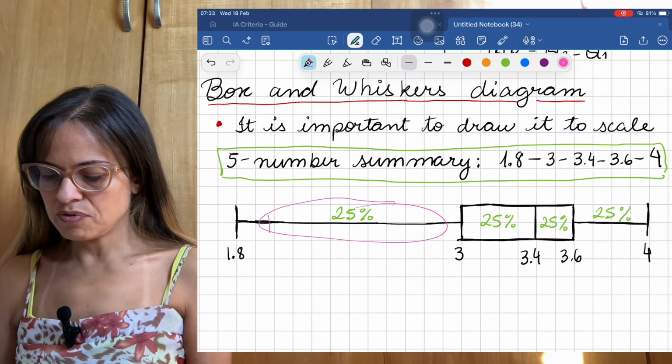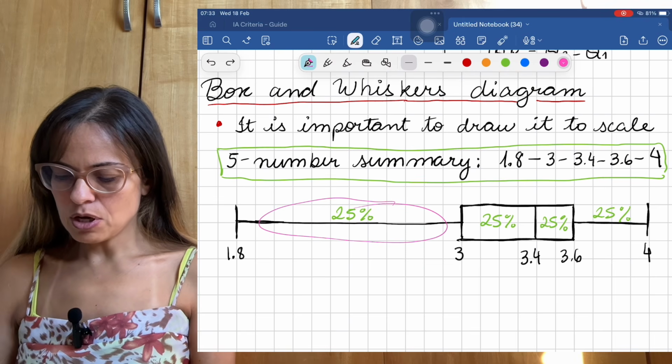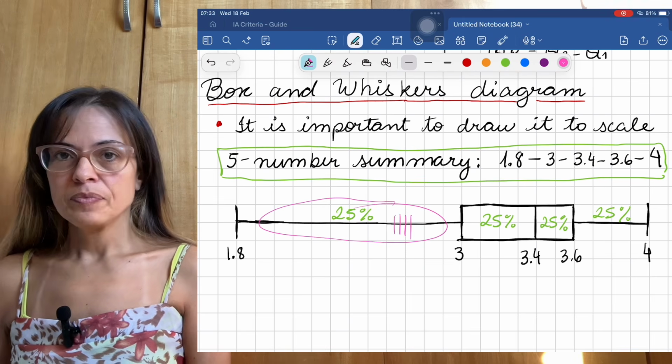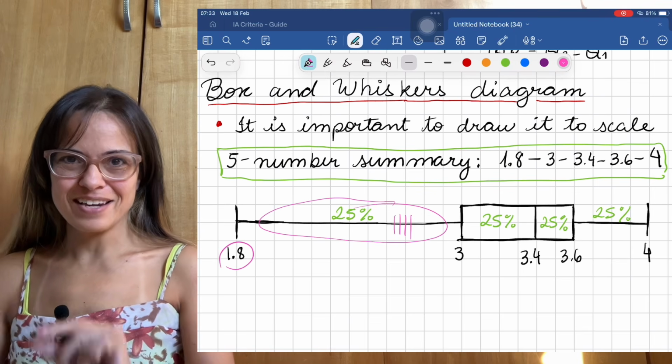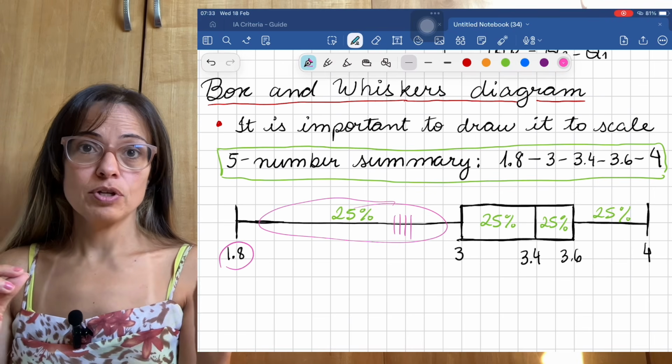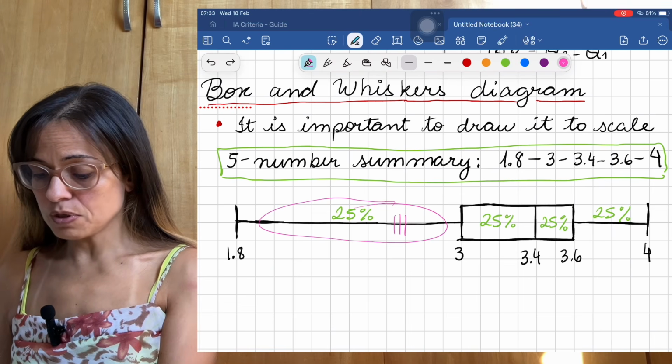I'm talking as if they are spread out here, but maybe they're not. Maybe all of them are right here, and the graph just doesn't show me that because of where the 1.8 is. It has taken the whisker necessarily over there, but I don't see anything else in the middle. And this is correct. This observation is correct.